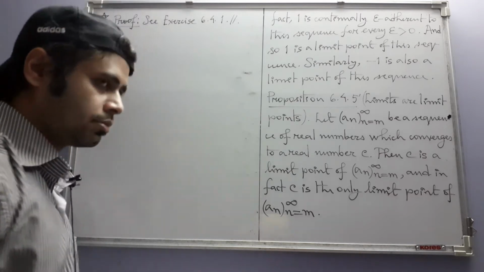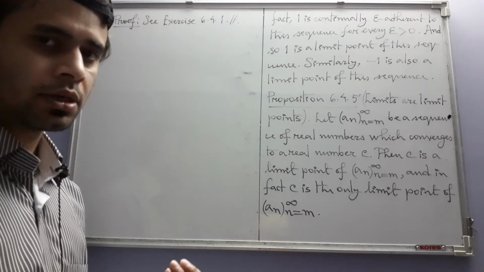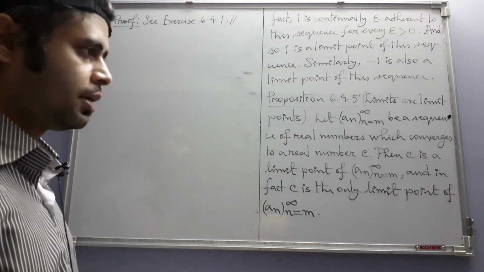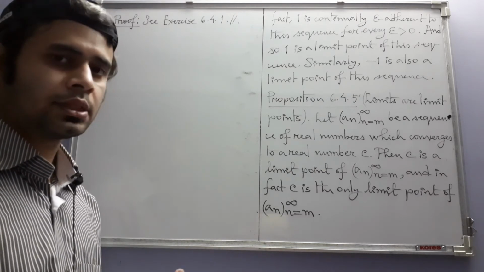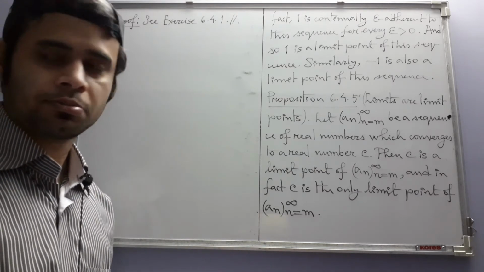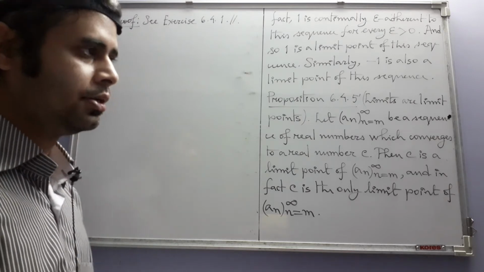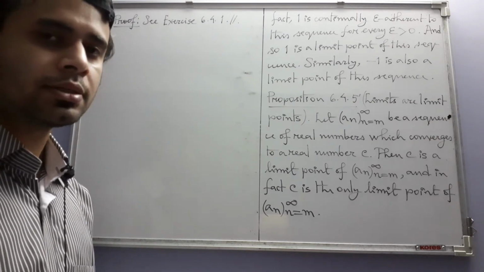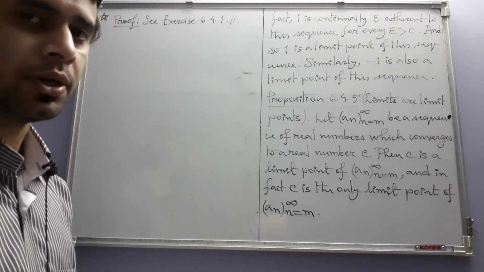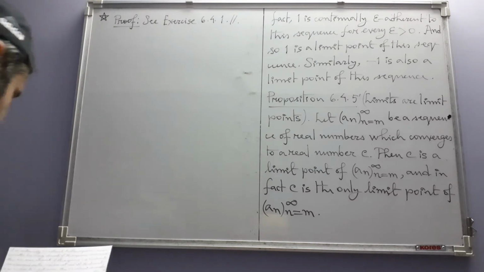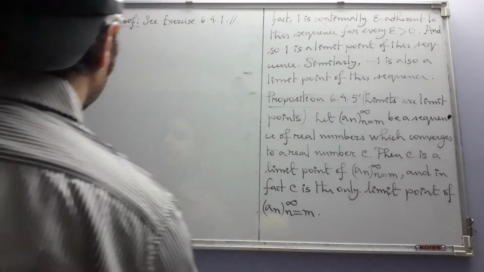Okay, so far we have seen the notion of limit points. Now we are going to look at some other things, namely limit superior and limit inferior, which will turn out to be special types of limit points. Okay, so let's go through the definitions.